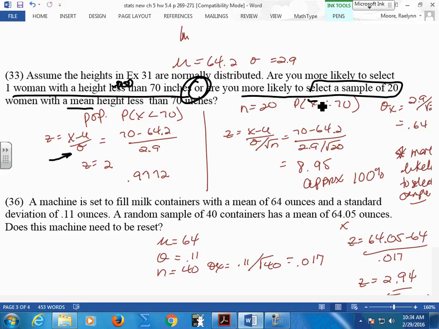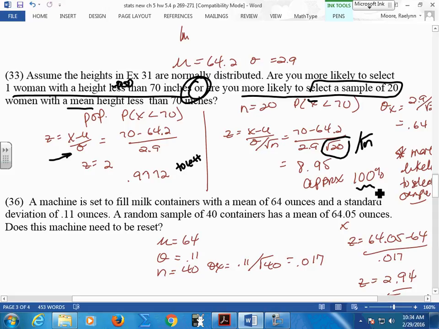So we did this one. We found what your z-score was. We looked at the area to the left. Then we did this. We changed this. That's all we changed. Divided by the square root of n. And we kind of come off of our curve right now. Our z-score is off of our curve. But the area to the left is approximately 100%.